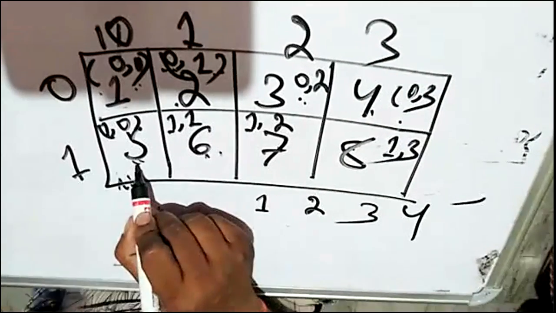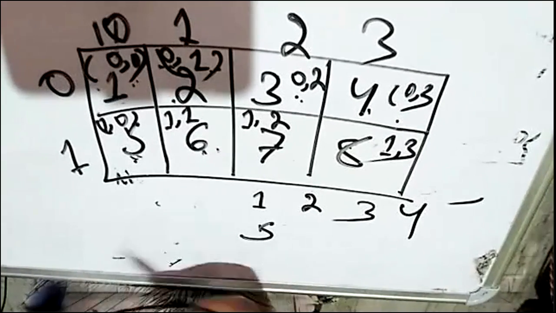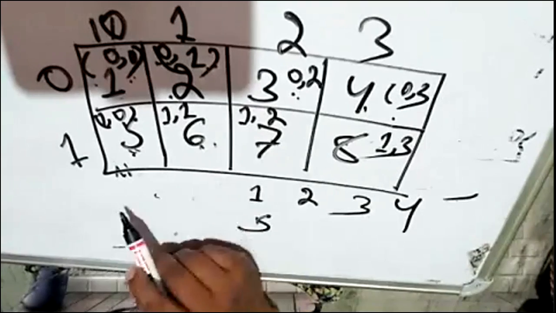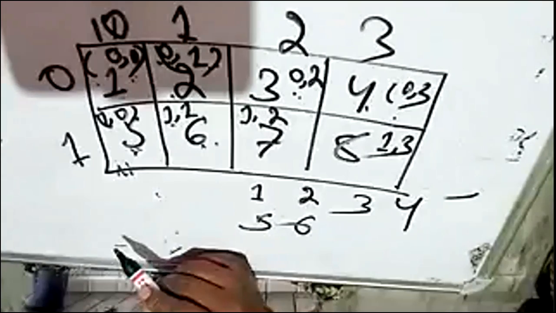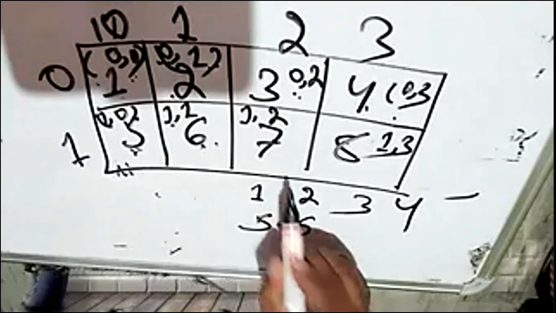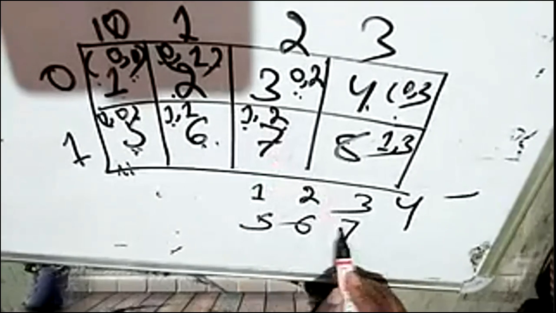I1J0, it is printing you here 5. It is moving to the next line. After that J value will increment to 1. 1 is less than 4. I1J1 it is printing you 6. Then J value will increment to 2. So J2, I1J2, it is printing you 7.